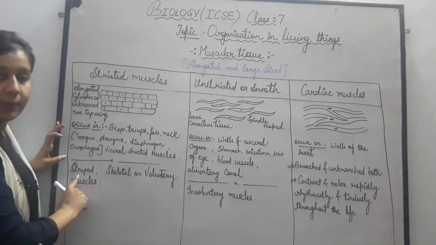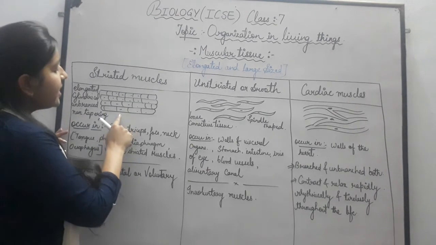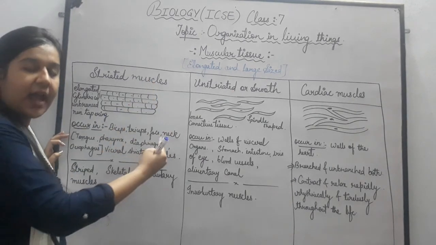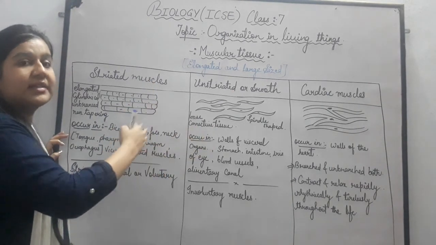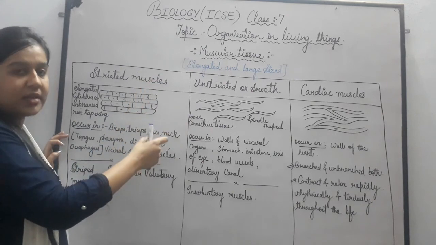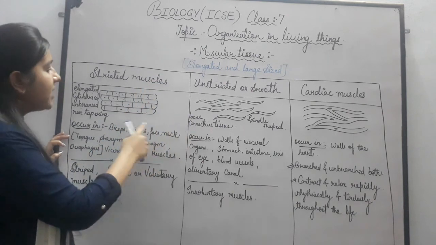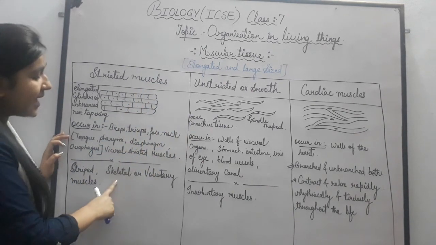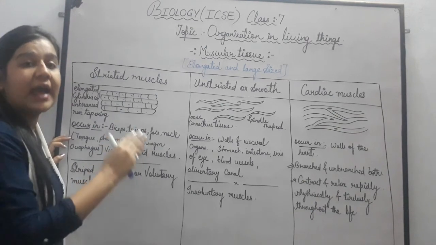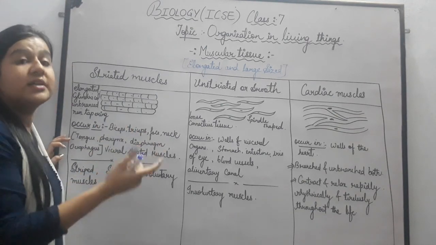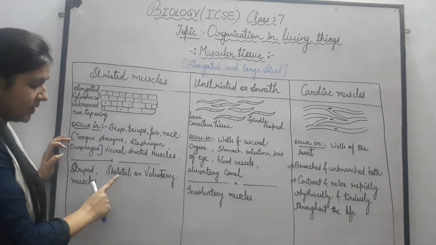These are known as striped muscles because in these muscles alternate dark and light bands are present as stripes. First a dark band, dark strip, then a light strip. So they are known as striped muscles. Skeletal, because these are attached to the bones for support. So they are known as skeletal muscles.